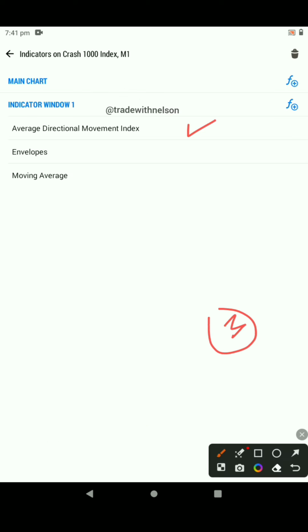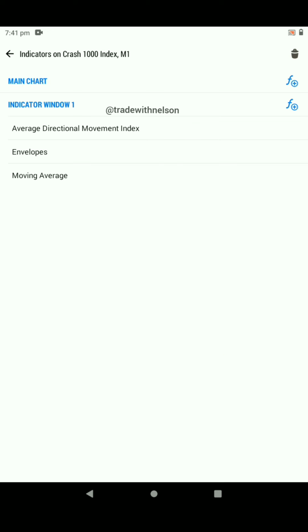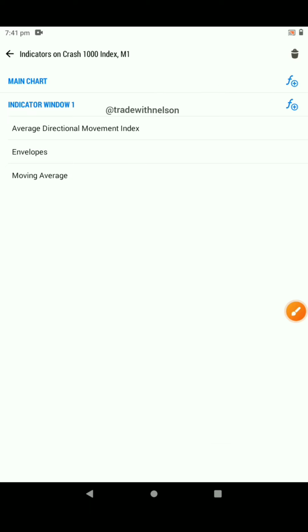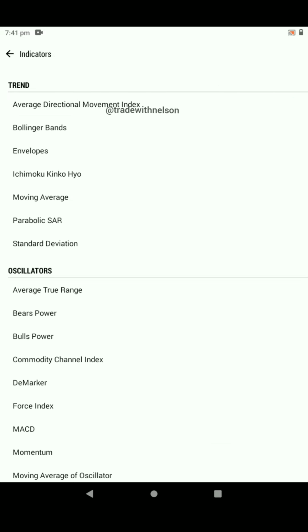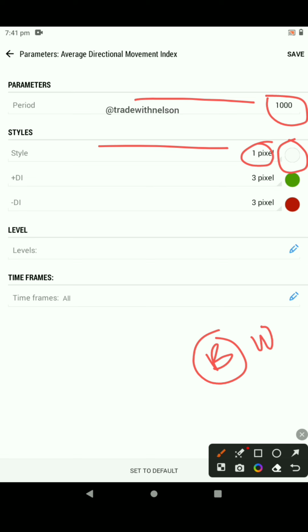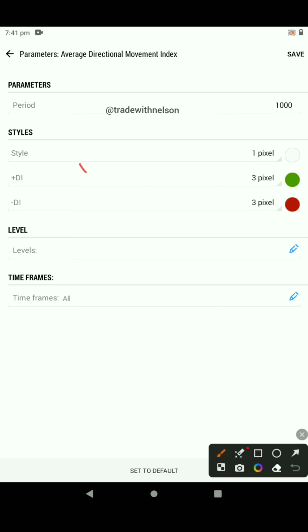I have the average directional movement index, which is the ADX. I have the envelopes and the moving average. To select the ADX, click on the F icon on the main chart. This is ADX. Click on that. Make your period 1000. Style, make it 1 pixel and select the color of your background. If your background is black, select black. If it is white, select white. For the positive DI and negative DI, make it 3 pixels and select a color of your choice. After that, click on save.